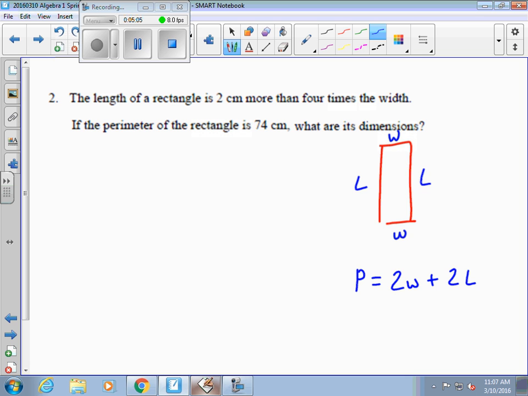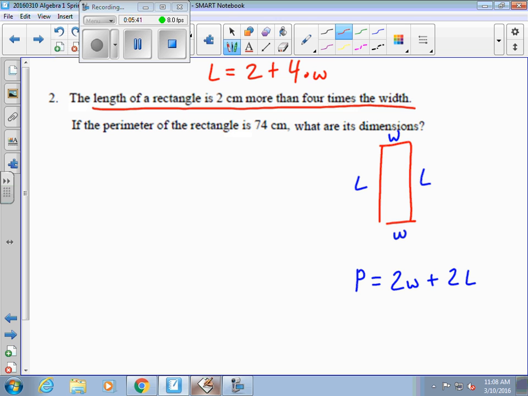The rest of the scenario tells us that the length of a rectangle is 2 more than 4 times the width. You need to be able to write an equation based on that sentence. Length is equal to 2 more than, plus 4 times the width. There is an equation: length equals 2 plus 4w.